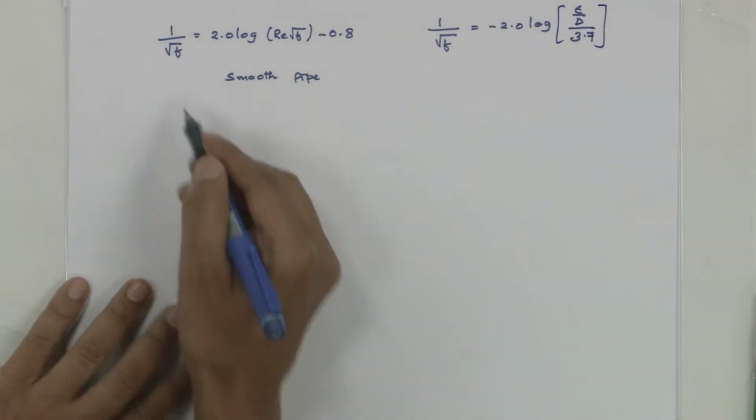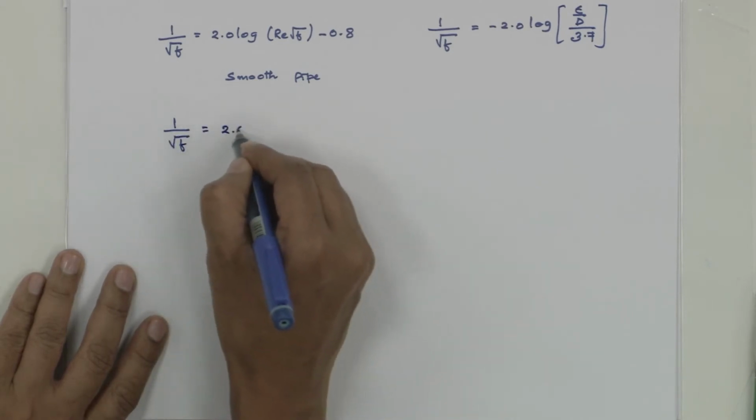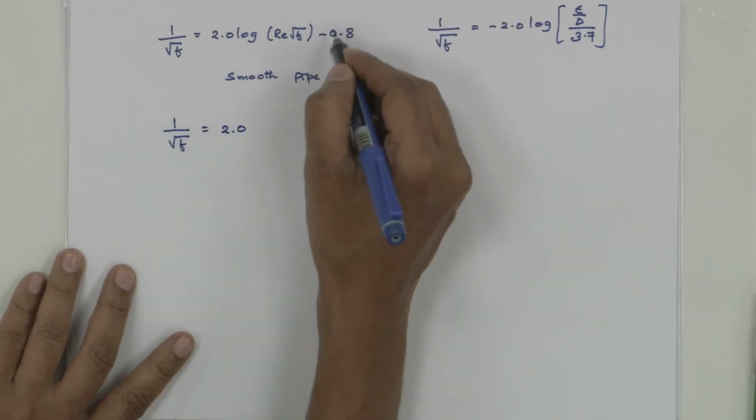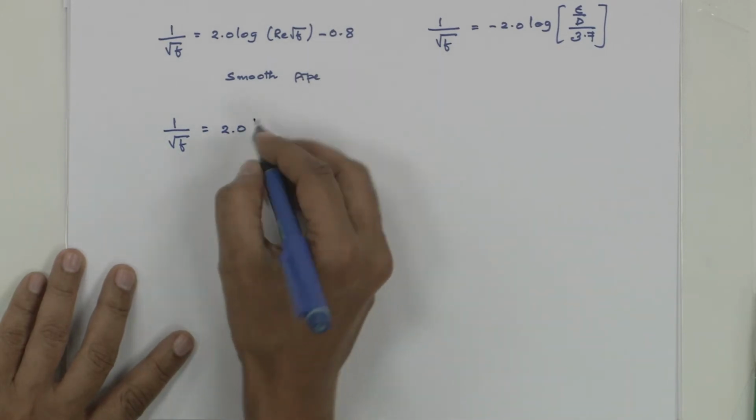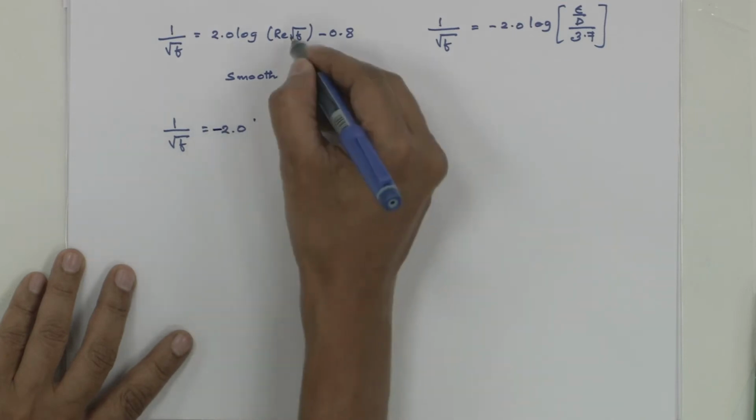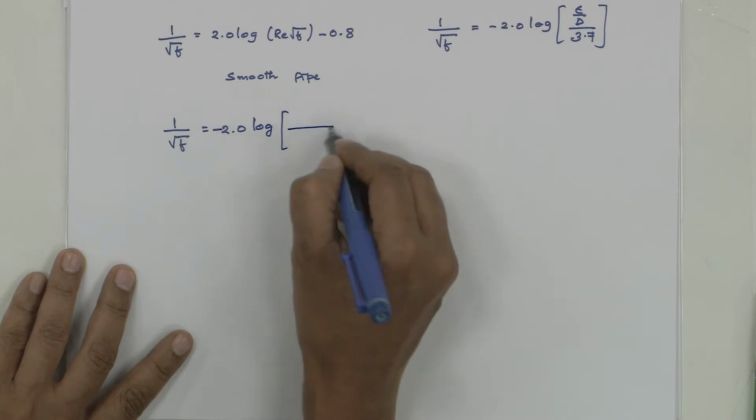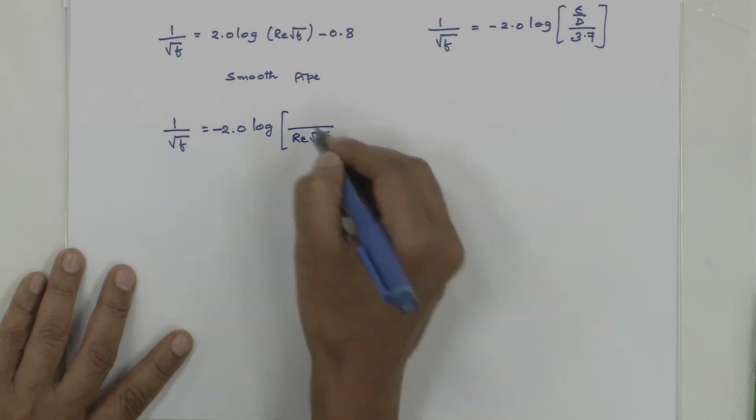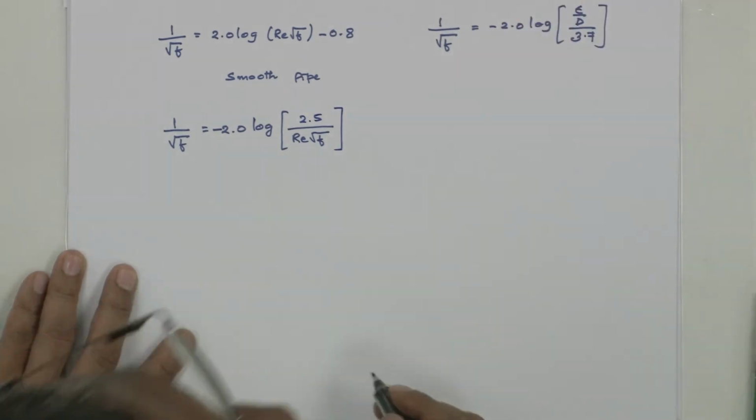If we rearrange this for the smooth pipe, 1 by root f, the same way I did earlier, I can subsume this 0.8 inside. If I take minus 2 log, because I will push this Re root f into the denominator, I can write this as 2.5. You can just do that algebra.